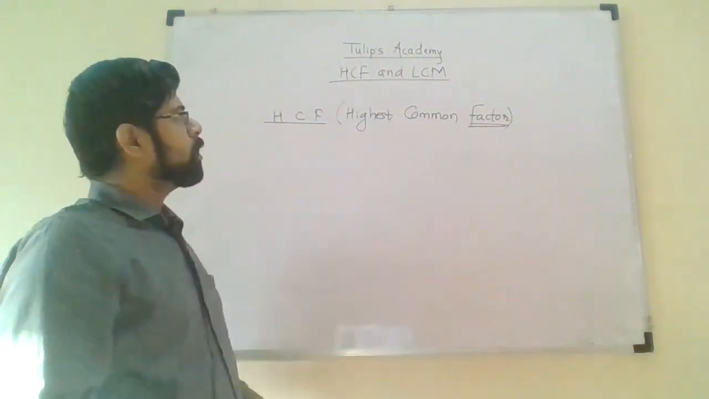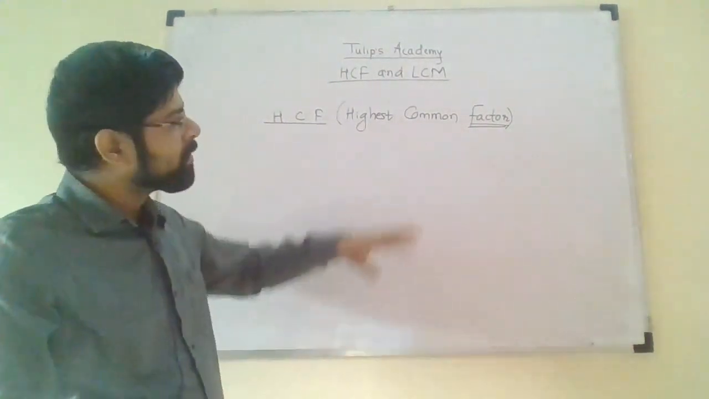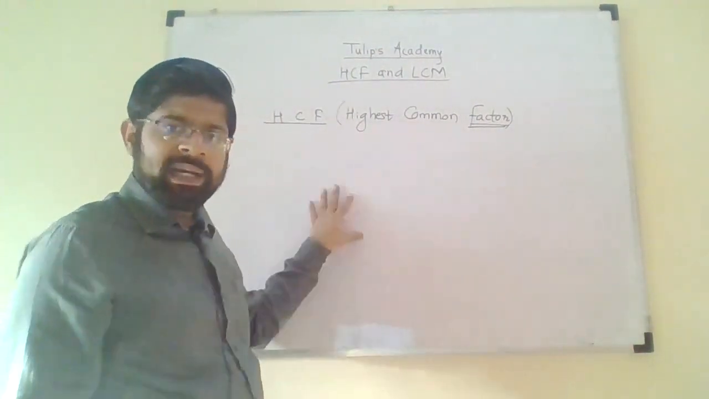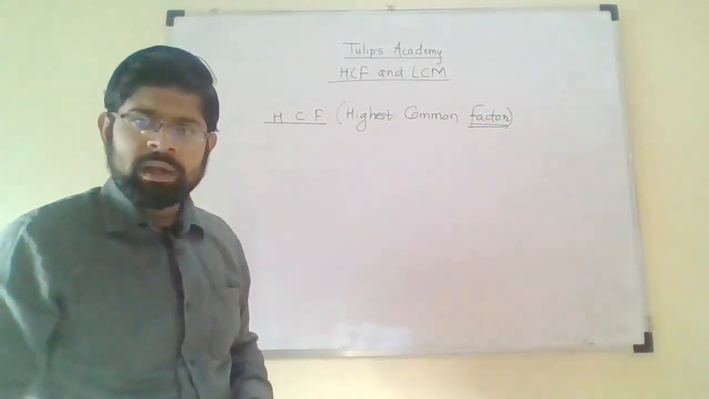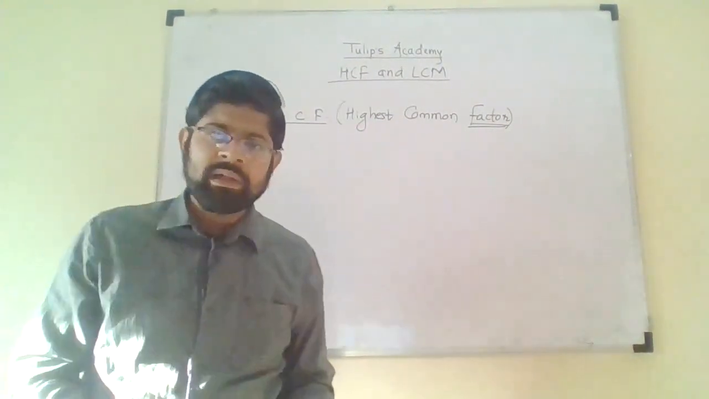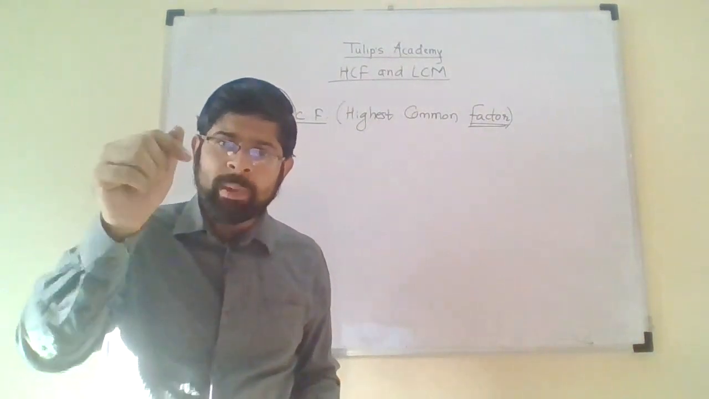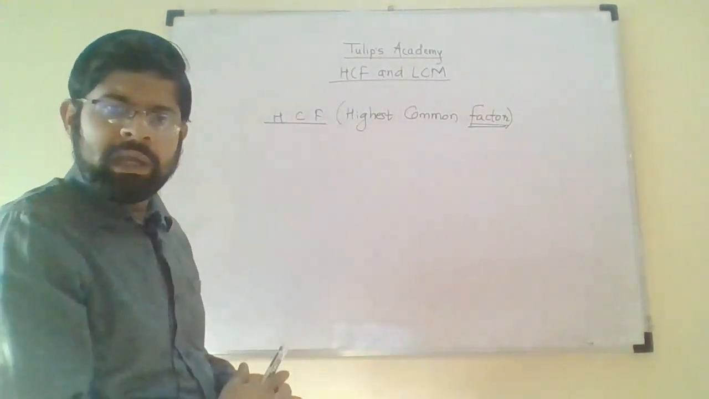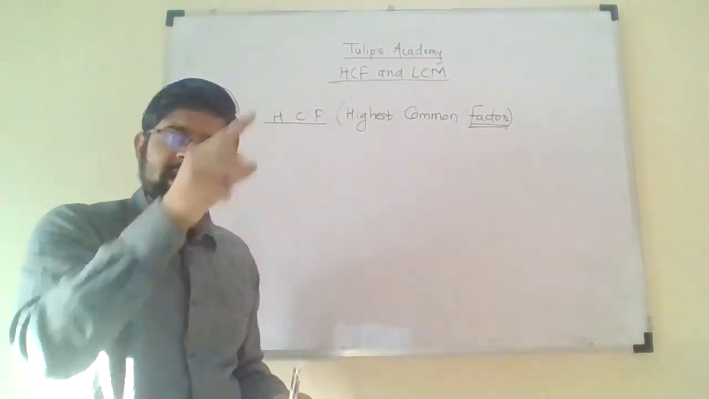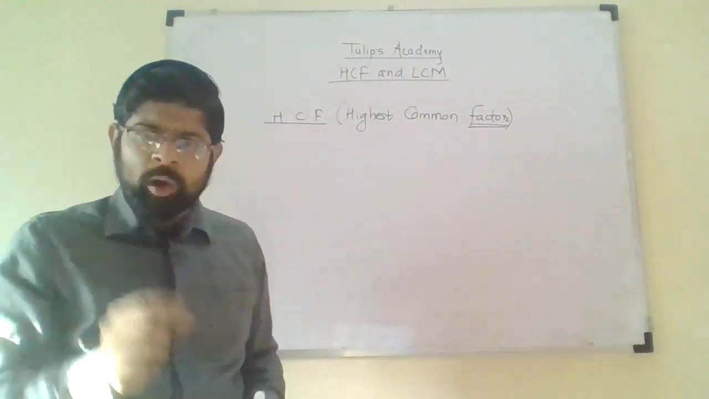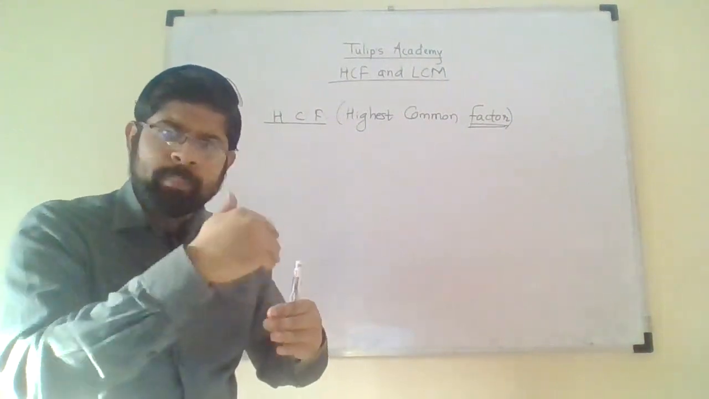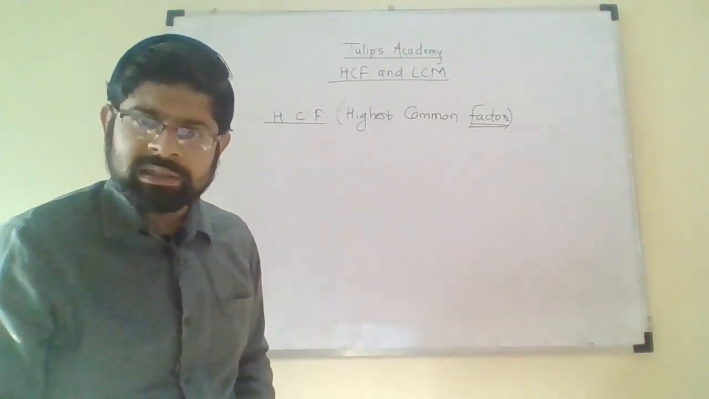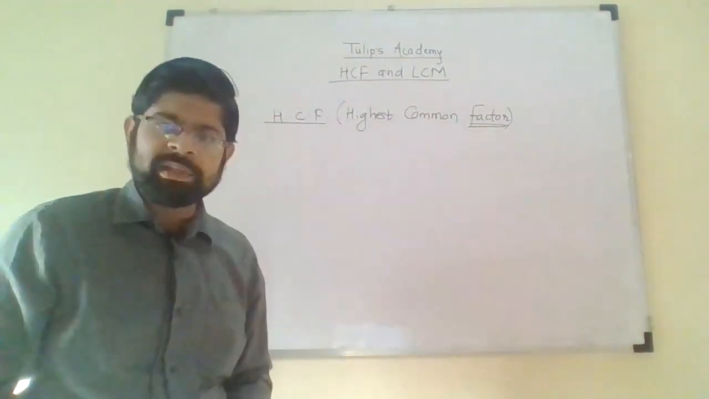So what we will do here: we are given the numbers, so we will write down the factors of the given numbers. We will list out the factors of each number, and then we will circle the factors which are common in all the numbers. Then we will take the product of those common factors. So we will get the value of HCF.